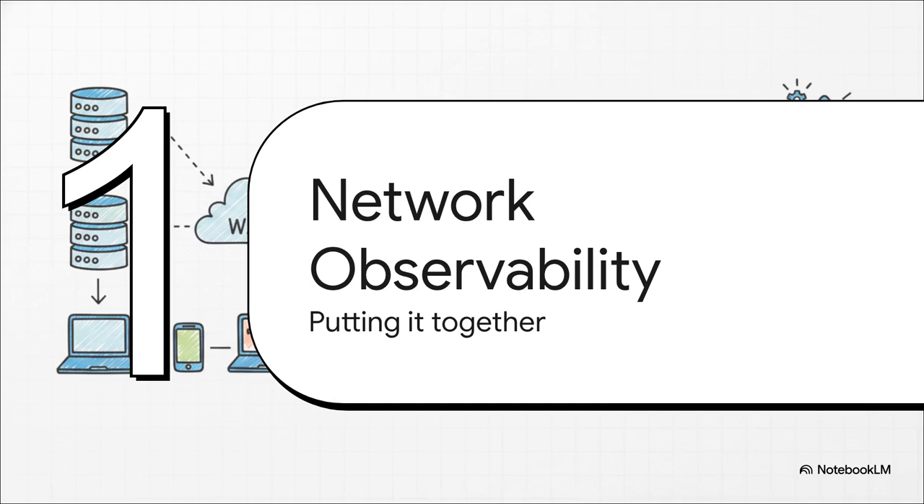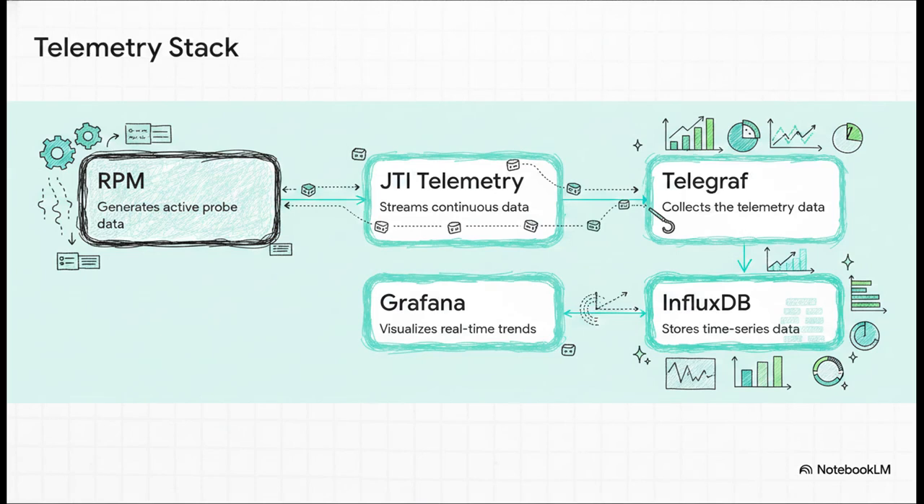And finally, Section 6, Modern Network Observability, putting it all together. This sequence right here shows the true power of modern network architectures. RPM is the engine. It generates the active probe data at the hardware level. But we don't just leave it sitting on the router. We use JTI telemetry to continuously stream that data off the box. A collector, like Telegraf, grabs it, pushes it into a time series database like InfluxDB. And finally, it cascades into a beautiful visual Grafana dashboard. You literally go from raw CLI text to stunning, real-time visual trends.